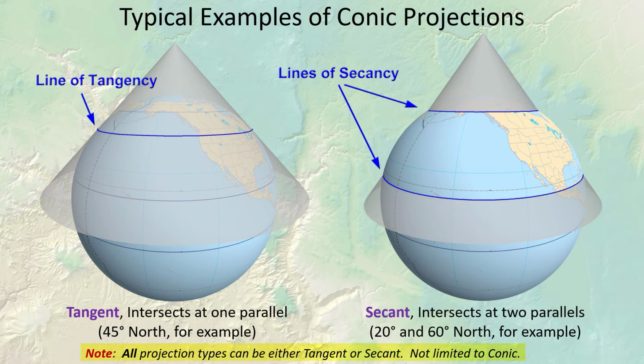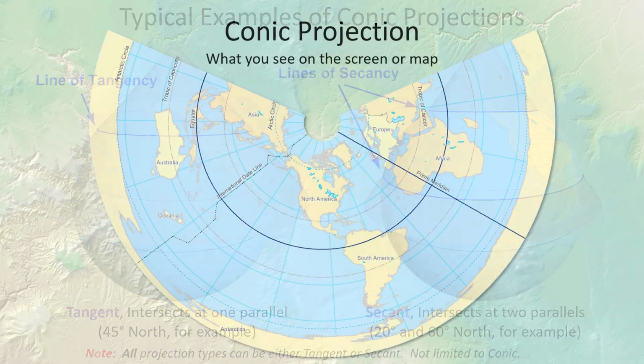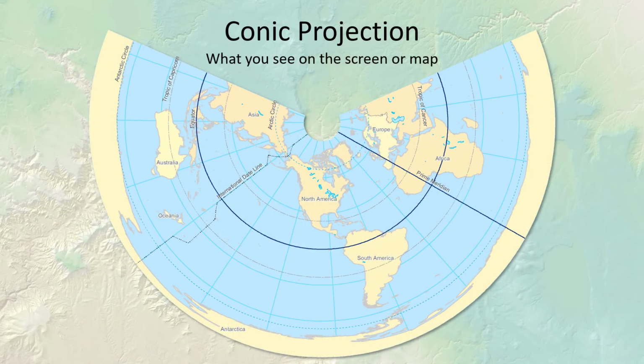And just to be clear regarding tangency and secancy, I'm showing you this example with conic projections, but the concept also applies to planar and cylindrical projections that we'll see here shortly. The key point is that in a tangent projection, the projection surface just touches the planet. In a secant projection, the surface intersects the planet. Okay, moving on. Remember that we use a cone in the first place because it can be unrolled to a flat surface, and this is what that flat surface looks like after you unroll it.